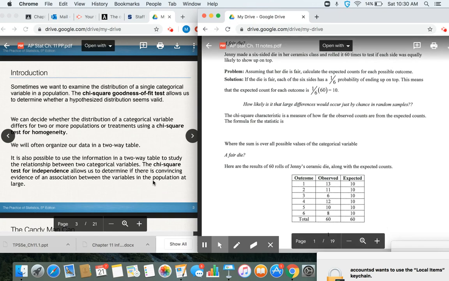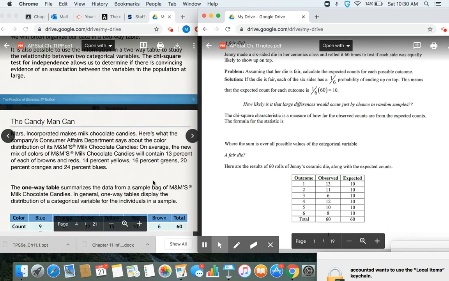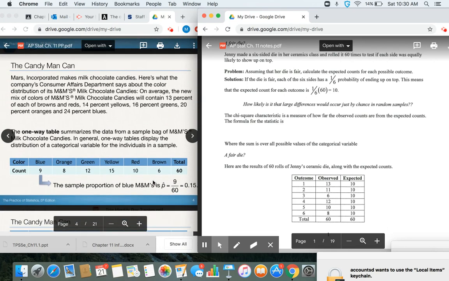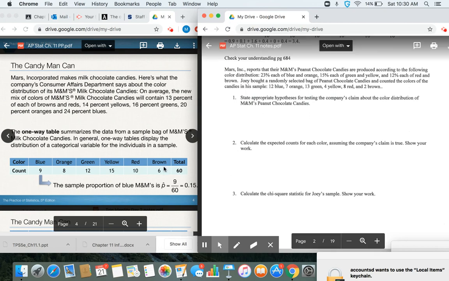Now, a common lesson in teaching this is through a bag of M&Ms. If you notice in the PowerPoint slide here, they call it the Candyman, and this song came to my head that I'll play for you.